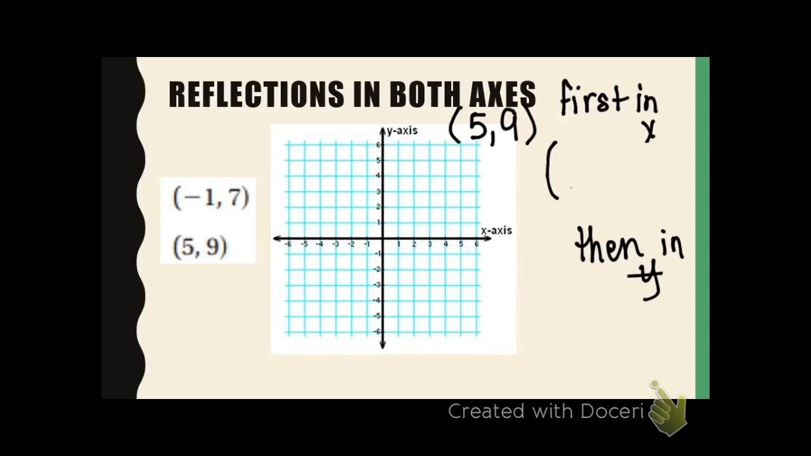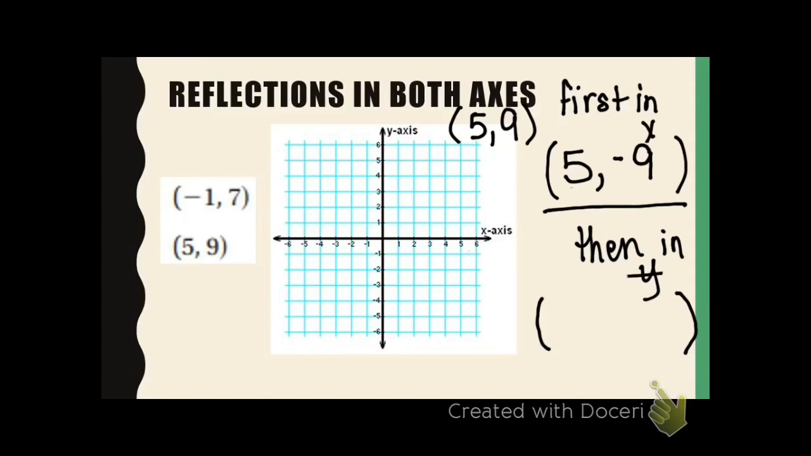Now, you're going to change it in the x, so what does that mean? The x stays the same. The sign in front of the y gets changed, so I go from a positive to a negative. Now use this and write your next set of coordinates for the y.